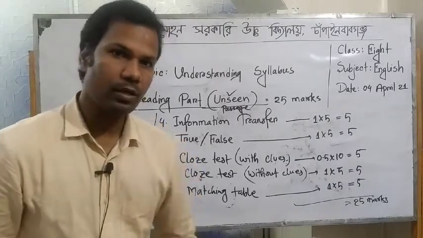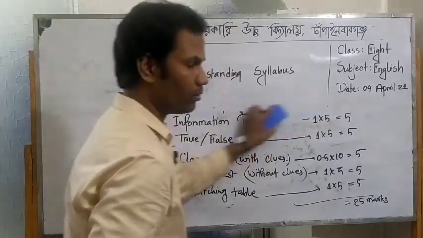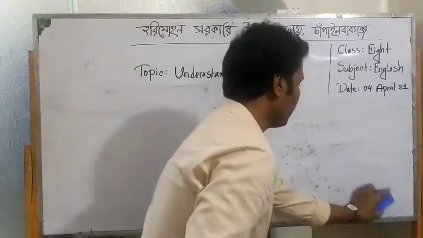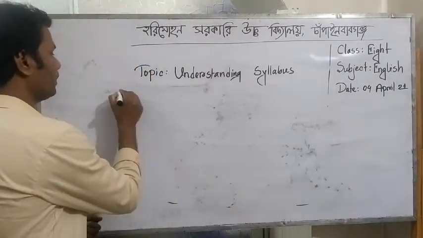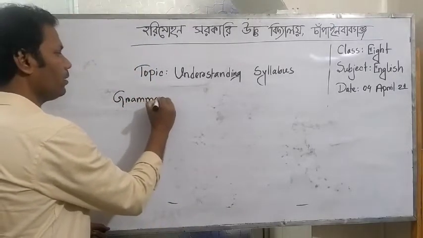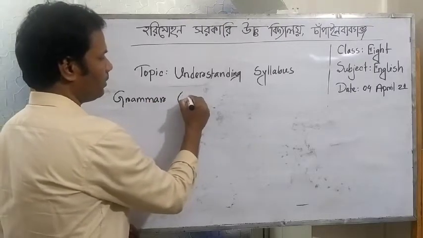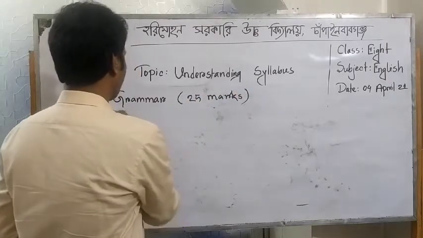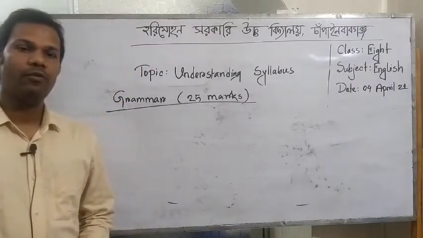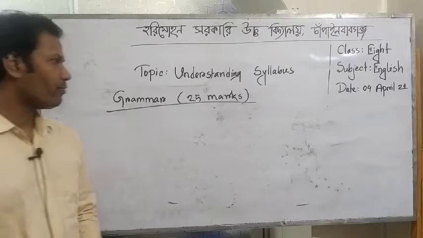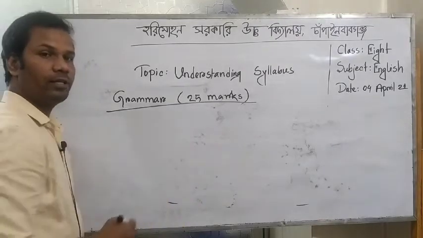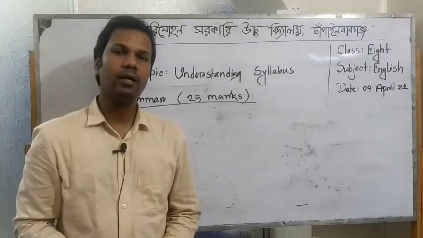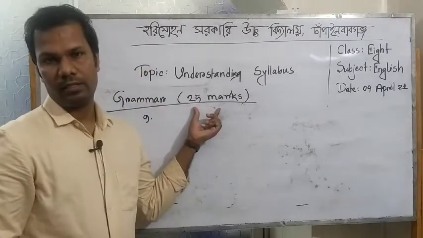Okay. Let's have a look at the grammar part. What are the items in your grammar part? Let's have a look. Grammar. And grammar carries 25 marks. And here will be 5 grammar items. We have used the number 8. It will be, I think, number 9. What are the items from your grammar part? And you know, 25 marks carries these items.